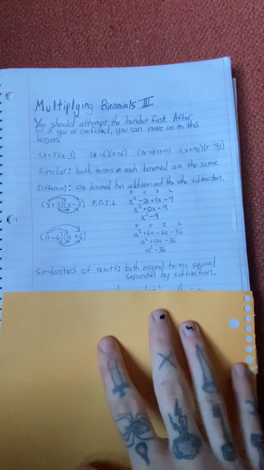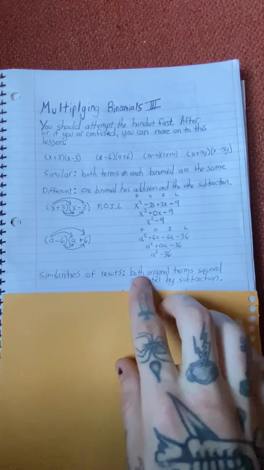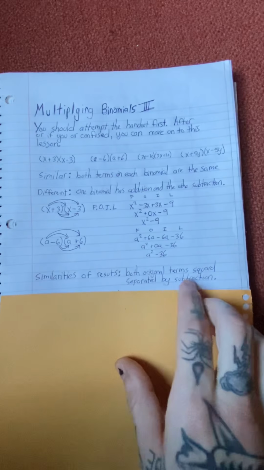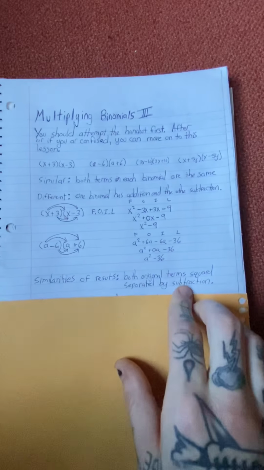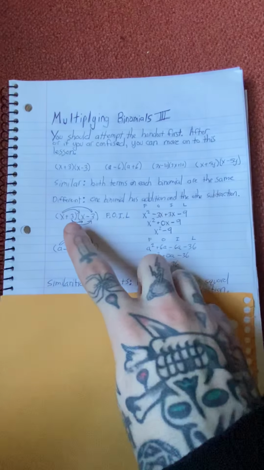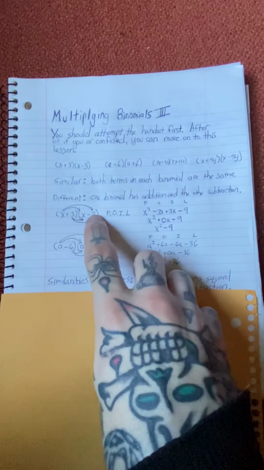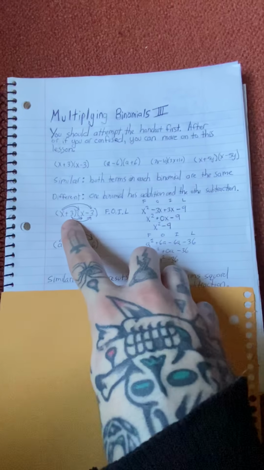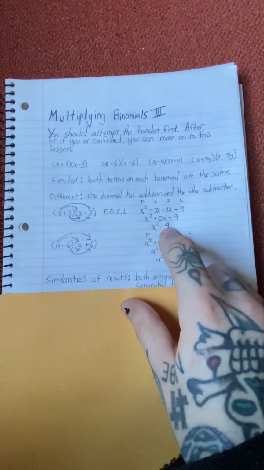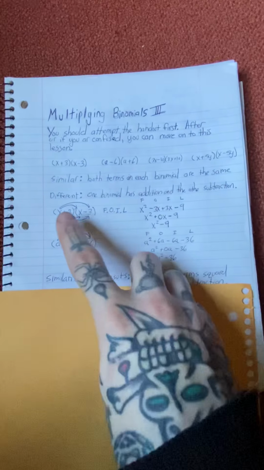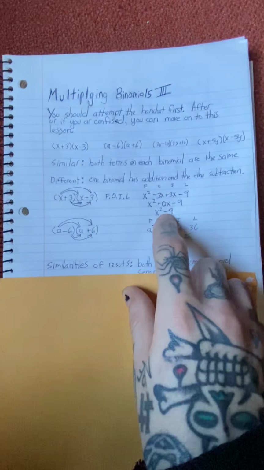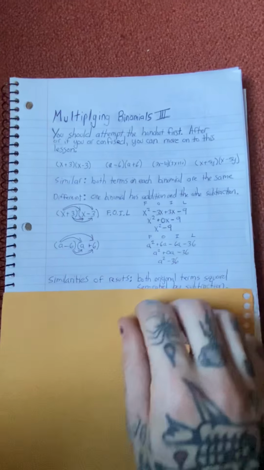So what are the similarities of these results? Both original terms are squared separated by subtraction. So let's see what that means. Quickly. So we had an x term and a 3, right? Like we said, they're both positive. X squared is x squared, and then 3 squared is 9. Okay, so the result is just the original first two terms, and each of those terms are squared and then separated by subtraction. We're going to talk about this pattern more in just a minute.